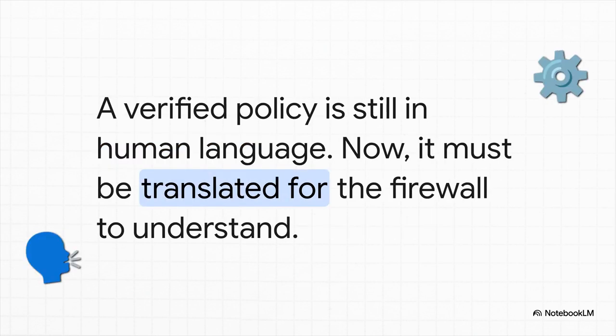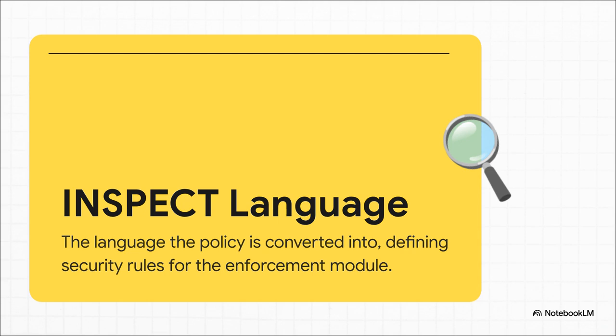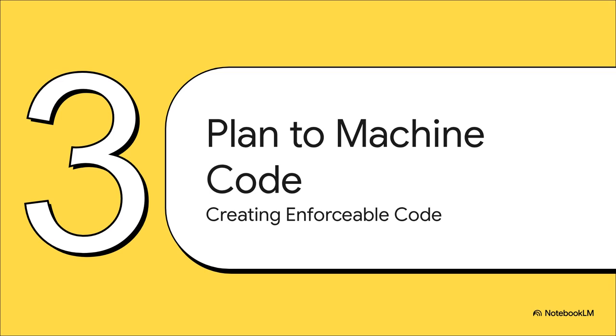Okay, so our policy passed the check, it's solid. But there's a problem. It's still written in a way that's easy for us humans to read. But the firewall itself? It doesn't speak human. So now it needs a translator. And this is where something called inspect language comes into play. You can think of it as this special in-between language. It's not the simple allow/deny that we see on our screen, but it's not the raw machine code yet either. It's a really precise script that lays out every single rule in a way that the firewall's core engine is built to understand.